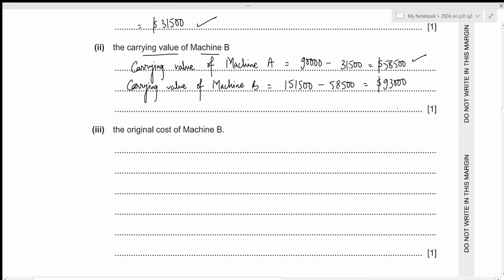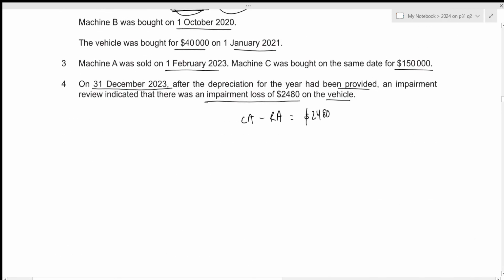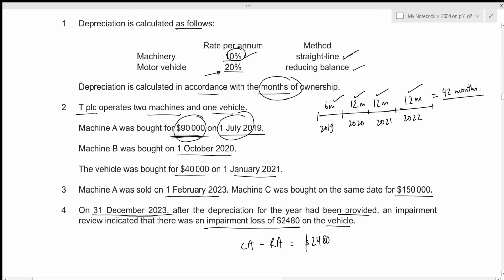Then we need to calculate the original cost of machine B. Okay, remember that for machine B we are utilizing the straight line method. And we had been told that machine B was bought on 1st October 2020. So let us count the months. For 2020, it was used in the months of October, November and December. So 3 months. In the year 2021, we used it for the entire year. So that will be 12 months. And the same goes for the year 2022 as well. So the total number of months for which the company used machine B is going to be 3 plus 12 plus 12, which is 27 months.